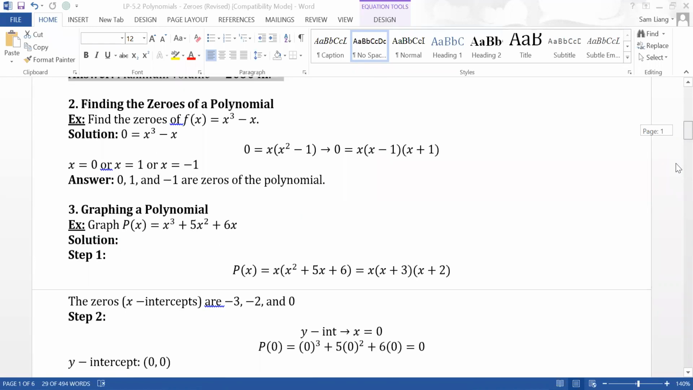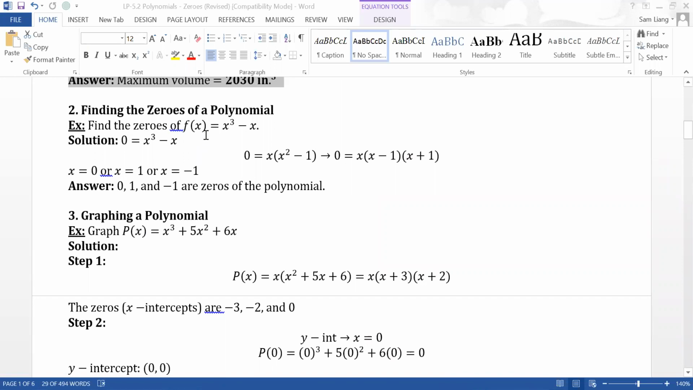Okay. All right. First question is find the zeros of f of x equals x cubed minus x. So first thing we're going to do is set equal to 0. So 0 equals x cubed minus x. And from there you factor. So factor out x from both of these terms. So you get x times x squared minus 1. And factoring again, x squared minus 1 can be written as x minus 1 times x plus 1. So we can see that the zeros, or in other words, the x-intercepts, are 0, 1, and negative 1.